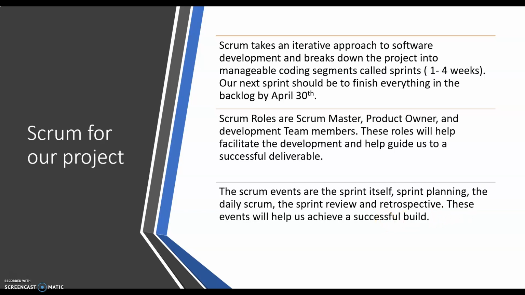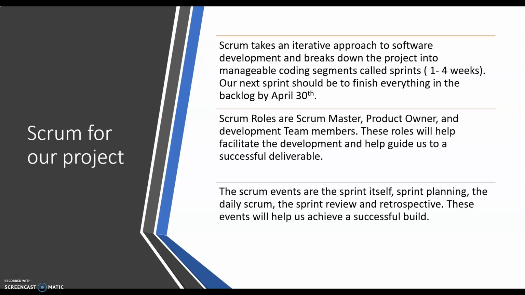Lastly, the development team is a collection of developers and designers, and they work cohesively amongst themselves and together to achieve the sprint objectives, and they're self-organizing. Scrum has several events. It's the sprint itself. There's sprint planning, the daily Scrum, the sprint review, and retrospective. All of these events help us achieve the goal of the sprint, which is to complete everything in our project backlog that we went over before.